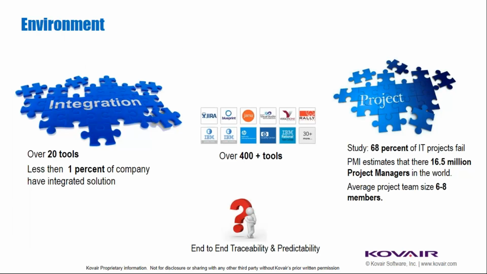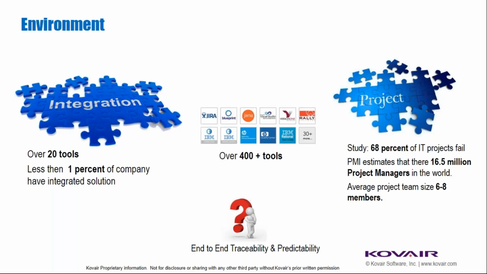Now, if you look at another angle of the environment, there are roughly 20 tools out there which do the integration. There are 400 tools in the market which take care of the ALM platform. And if you look into the project space, studies say that 68% of projects fail, as per the PMI estimate. We have roughly 60 million project managers, and if you take an average of 6 to 8 people per project, we are talking about $1 trillion spent on projects every year, which sometimes does not go as successfully as we would like to see.